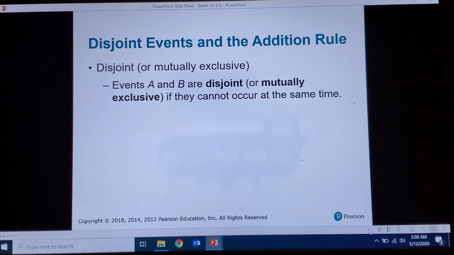You either land heads or tails. Event A is what you're actually trying to find. And event B is just describing another thing that you're trying to find the probability of. And the idea of them being disjoint is that they both can't happen at the same time. They're called mutually exclusive if they cannot occur at the exact same time. So events are disjoint if they cannot occur at the same time.